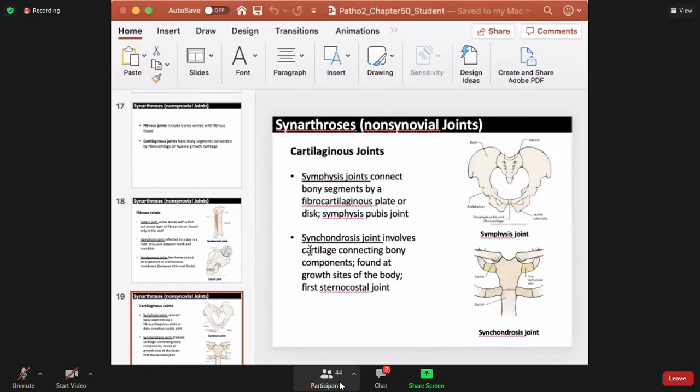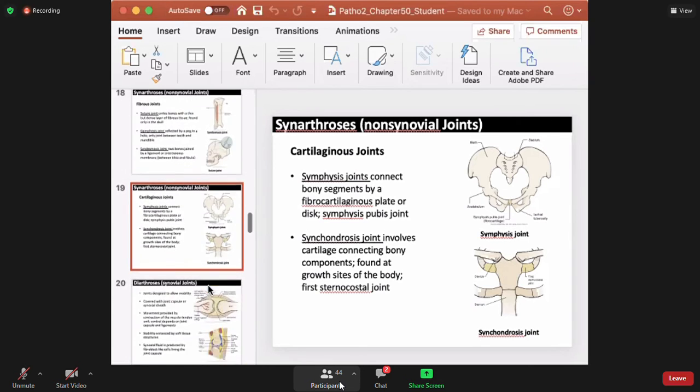But your cartilaginous joints are joints that are joined with either fibrocartilage or hyaline cartilage. The fibrocartilage joints are symphyses, usually found along the midline. So your pubic symphysis and your intervertebral discs are all symphysis joints. And then synchondroses are usually two bones joined together with a really bony connection, and those are joined by hyaline cartilage. So those are considered to be a synchondrosis.